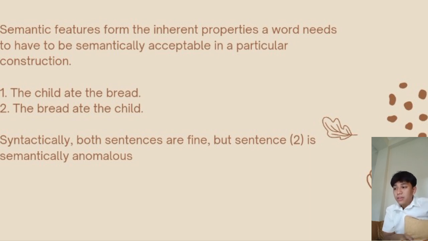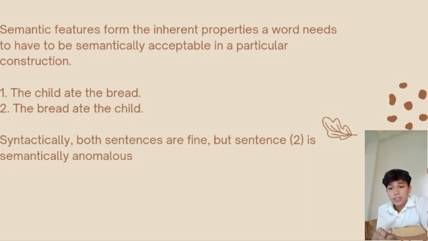We have two examples here. Number one, the child ate the bread. Number two, the bread ate the child. Semantically, both sentences are fine grammatically, but sentence number two is semantically anomalous. The answer relates to the semantic features of the noun bread, which are different from those of the noun child. The action ate cannot be performed by a non-living thing such as bread.